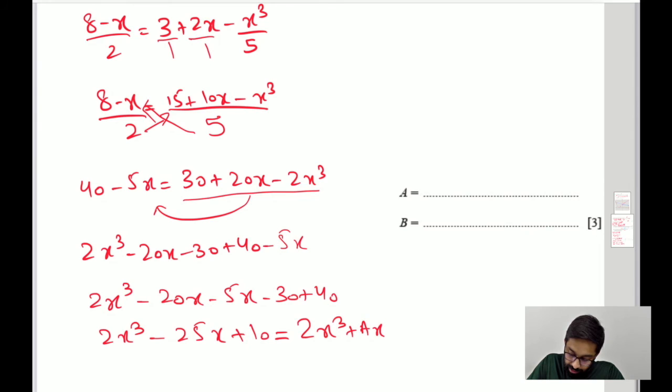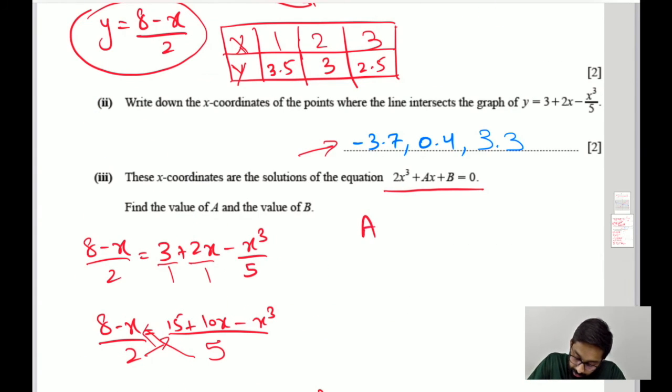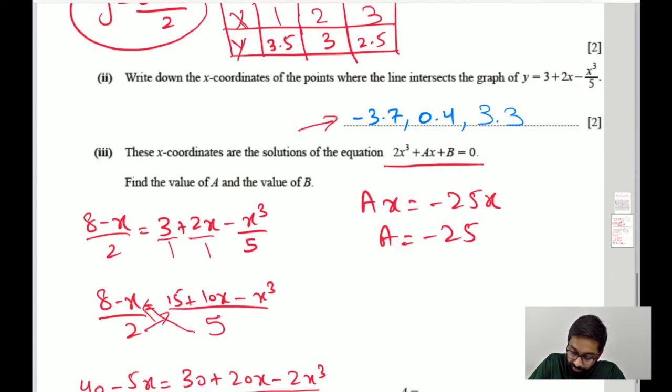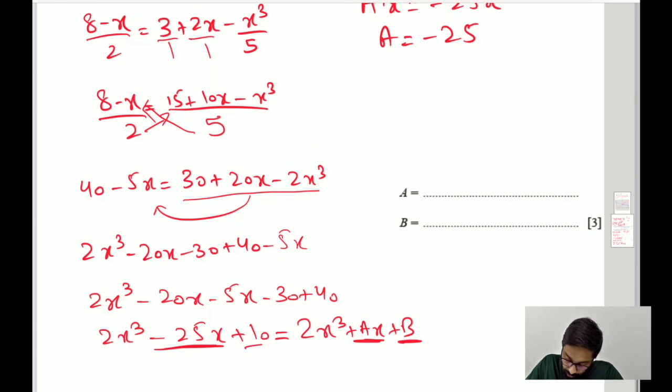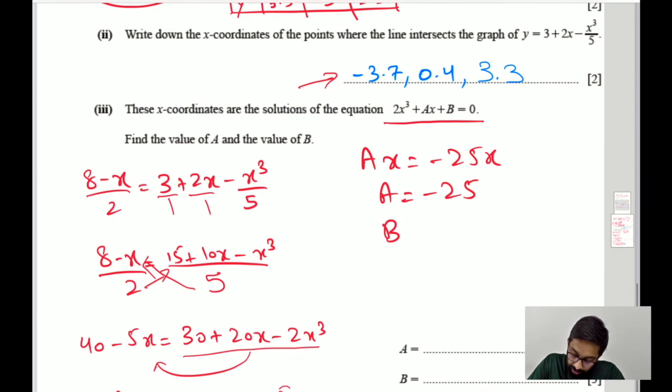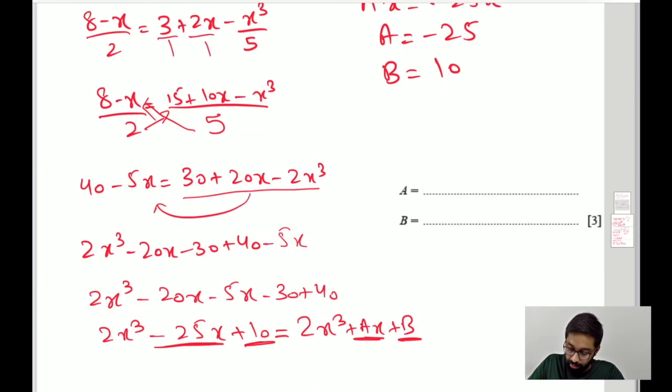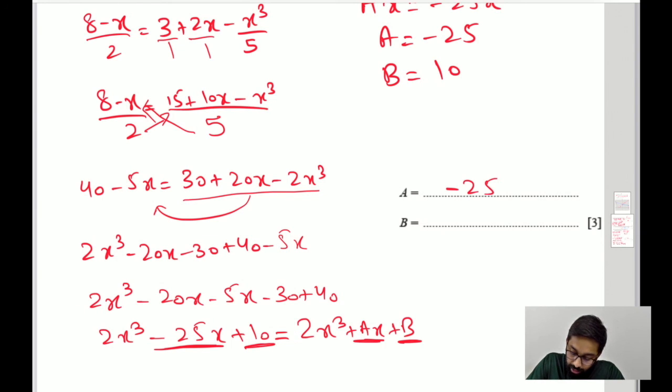plus ax plus b. So if ax and negative 25x can be written right next to each other, ax is equal to negative 25x. That means the value of a comes out to be negative 25, and b of course then comes out to be 10. So the value of b over here is 10. So you can write these values right here, negative 25 and 10.